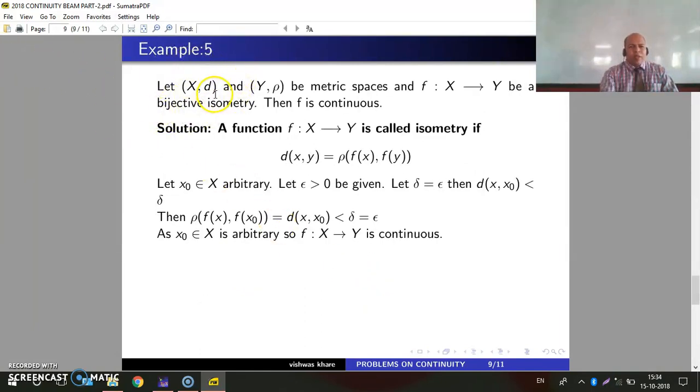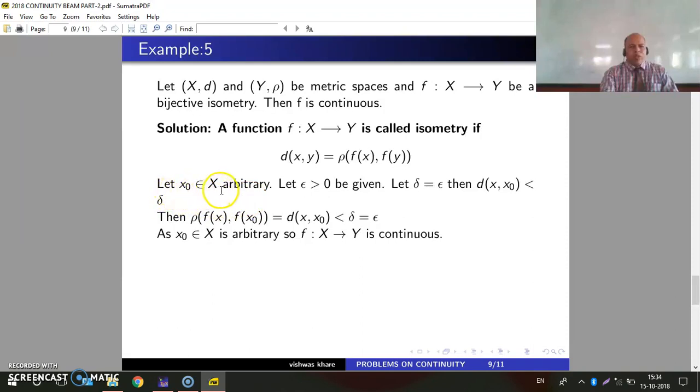Example 5. Let (X, d) and (Y, ρ) be metric spaces and f from X to Y be a bijective isometry. Then f is continuous. Solution. A function f from X to Y is called an isometry if the distance d(x, y) is equal to ρ distance between f(x) and f(y). That is, the distance between the points x and y is same as the distance between their image points.